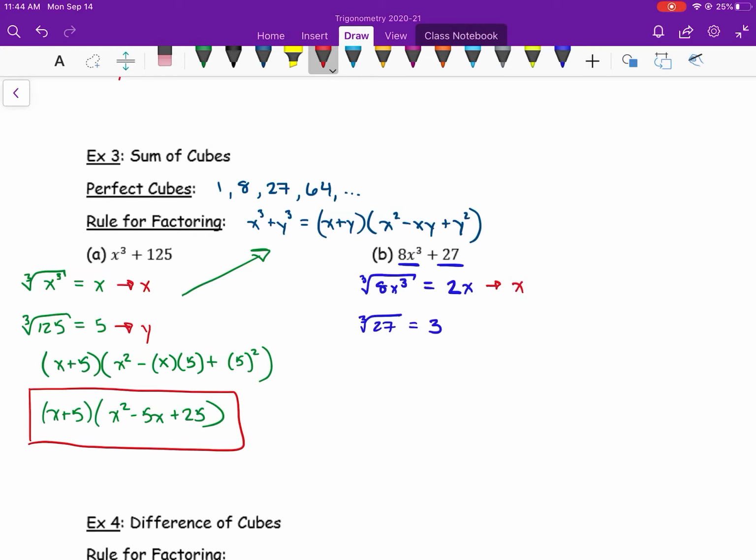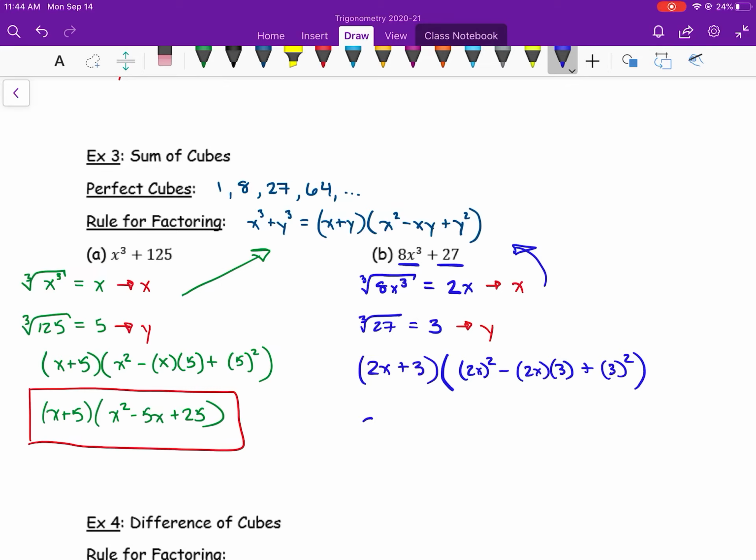So 2x is my x, and then 3 is my y. Again, plug it into that formula there. So I have x, which is 2x, plus y, which is 3. Then I'm going to do x squared minus 2x times 3 plus 3 squared.